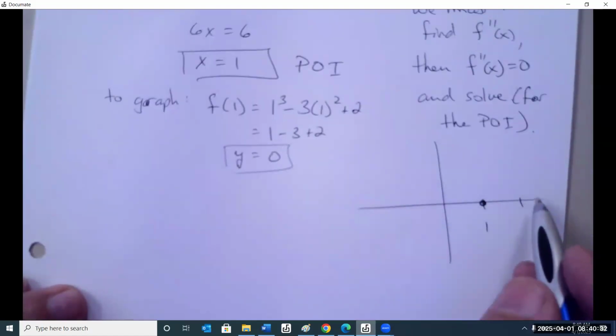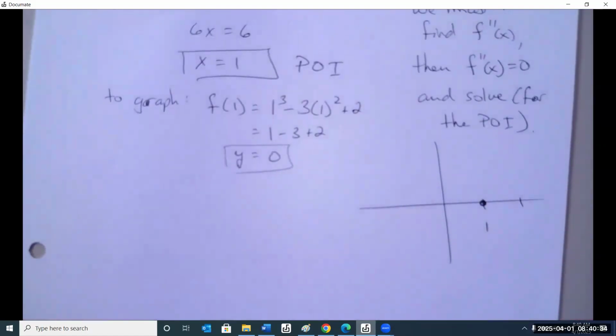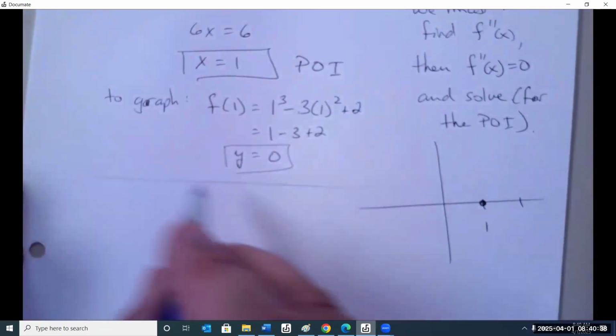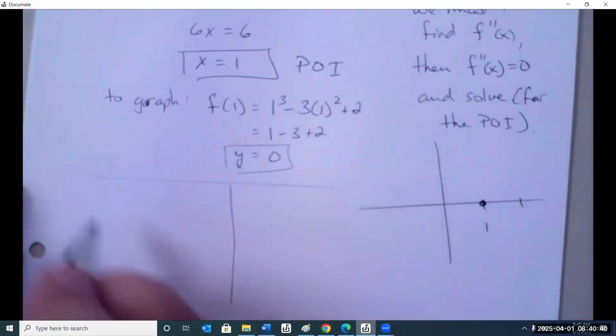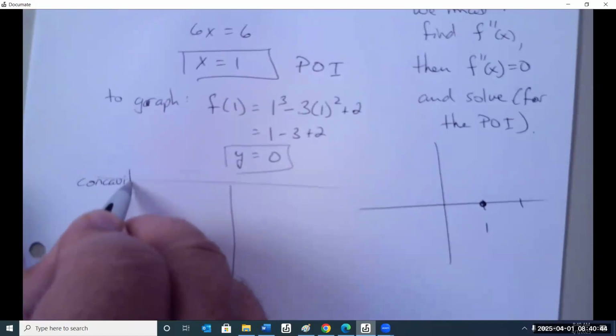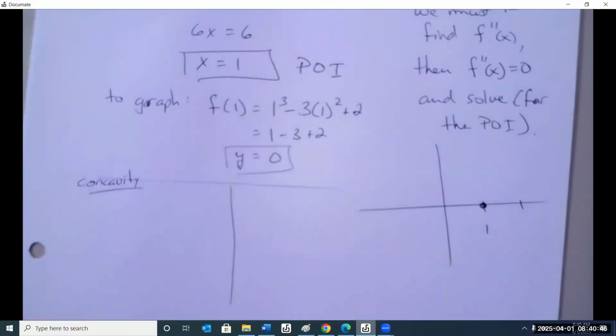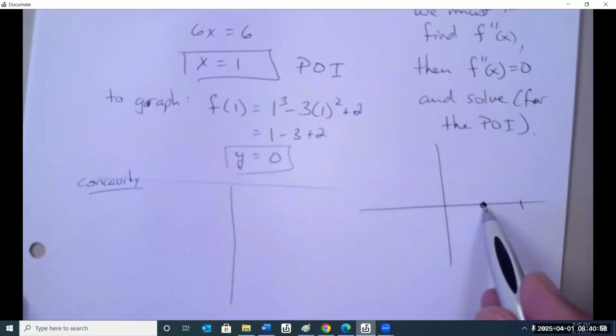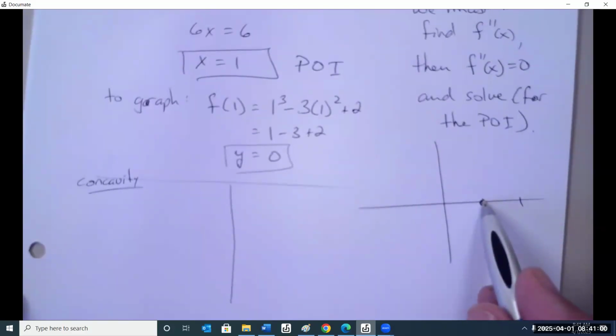Without seeing to do anything else, where is it concave up? Where is it concave down? How do you test for concavity? No, not 0. Here's the point of inflection. This is where the second derivative equals 0.